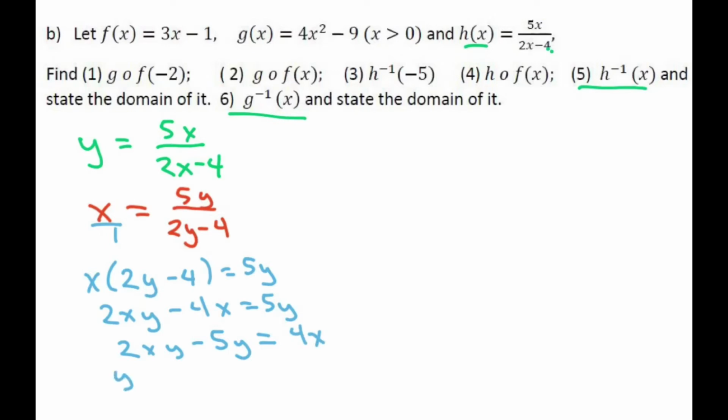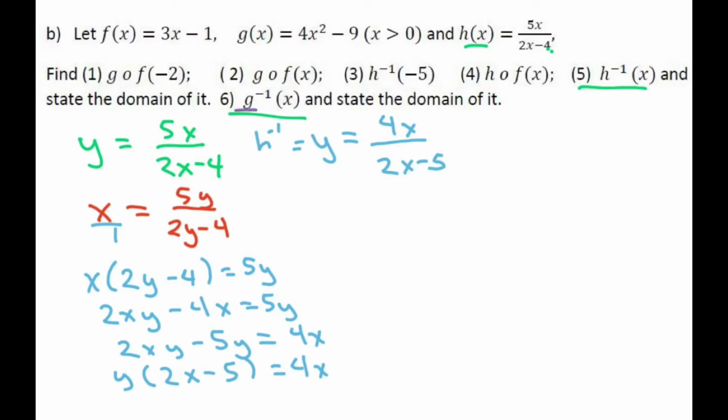Factor out a y. Get 2x minus 5 equals 4x. And then you're going to divide both sides by 2x minus 5. So your y equals 4x over 2x minus 5. And that's your inverse. All right.